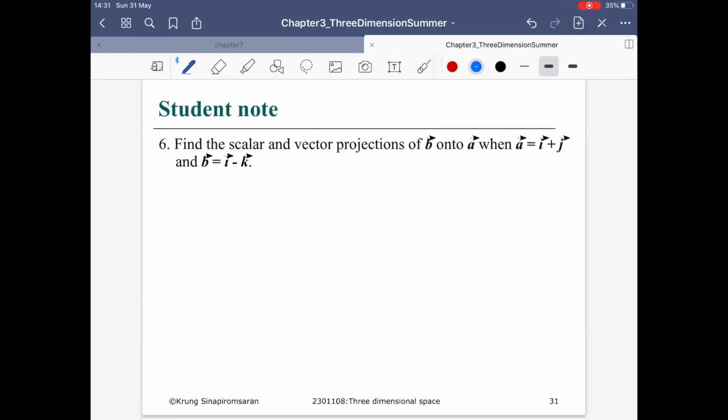Now you need to find a scalar projection of B onto A when your A is this one and your B is i minus k. So let us recall the scalar projection of B onto A. As I told you, it is A dot B over the length of A. So this one is the length, and then because you need it to be a vector projection, you are going to multiply it by the vector A itself and then divide by the length of A. Okay, so everything is all set.